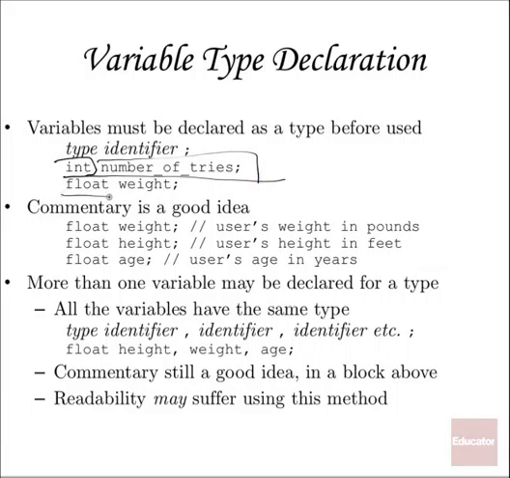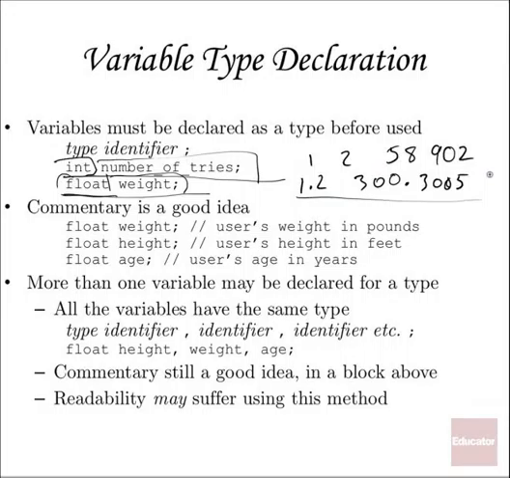Here's one. It's a floating point number. It's float weight. Now, I hope you're already aware of the difference between an integer and a floating point number. An integer is like 1, 2, 58, 902. A weight is defined as a float. It can be 1.2, 3000.3005, whatever. These are floating. The basic rule of thumb is there will be a decimal point in it, and it can float basically in terms of how the number is stored in memory.